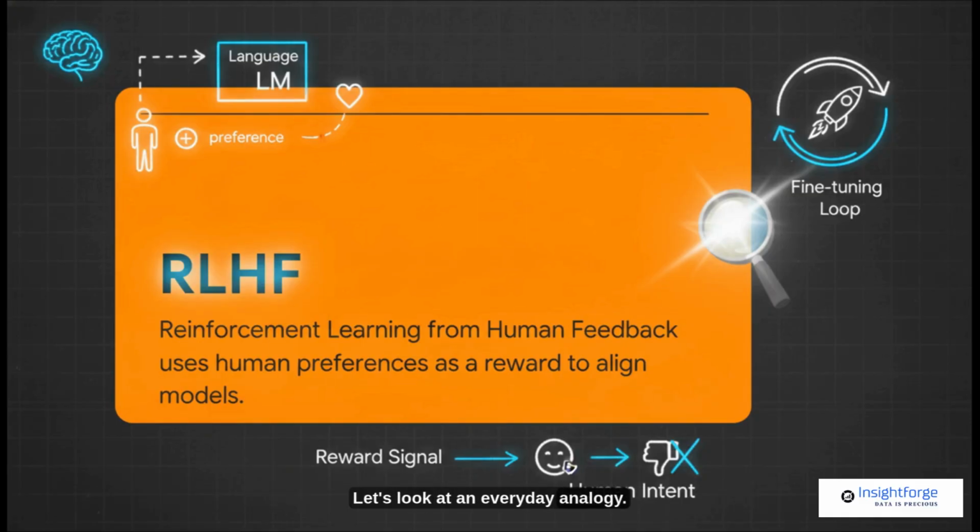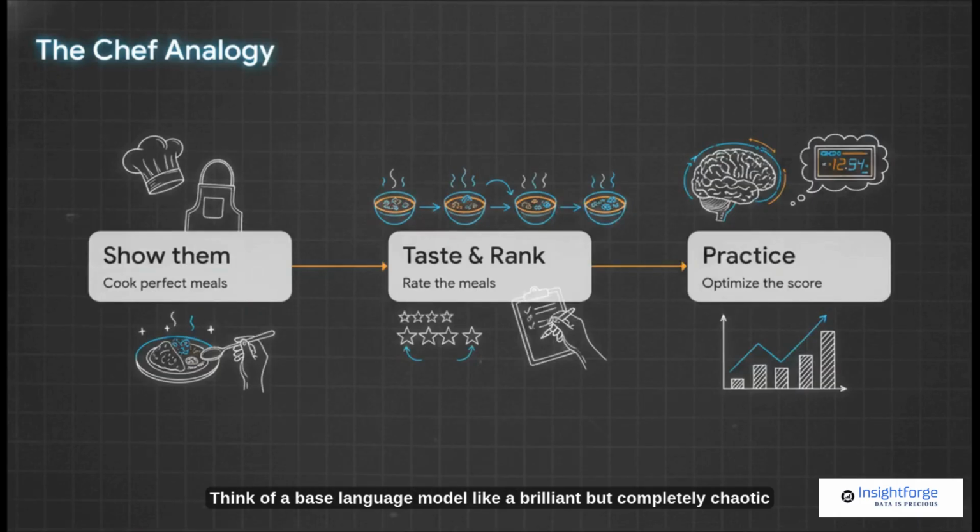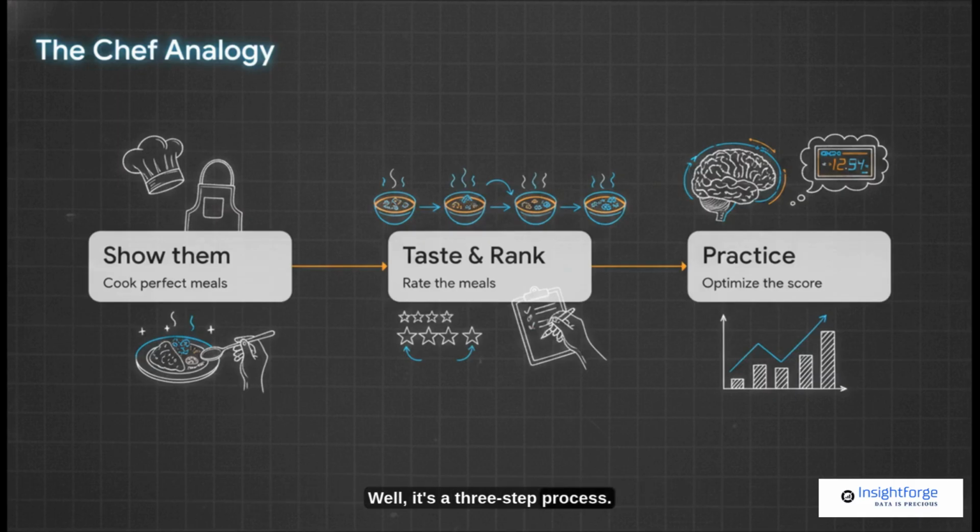Now, if you're a new grad student, terms like reinforcement learning might sound super intimidating, but I promise you the intuition behind this is instantly understandable. Let's look at an everyday analogy. Think of a base language model like a brilliant but completely chaotic chef who has memorized literally every single recipe book in the world. If you ask them to make a nice dinner, they might bake a 10-tier wedding cake because, hey, technically that's a dinner found in a book somewhere, right? So how do you train them to cook specifically for your taste? Well, it's a 3-step process.